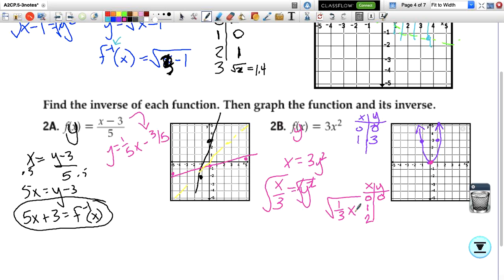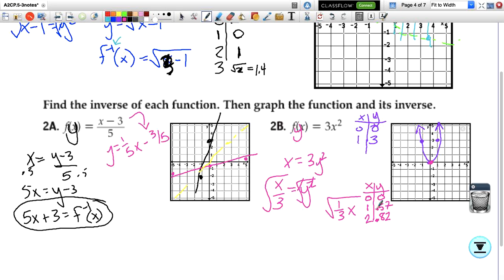When I plug in 1, I get 1 times 1/3, which is a third. And then I have to square root it. So I'm going to come to my calculator. I'm going to clear everything out. I'm going to do 1 divided by 3, enter, and then my square root button. And it gives me this decimal, 0.57. I'm going to put my 2 here. 2 times 1/3 is 2/3. And then I'm going to square root it. So 2 divided by 3, enter, and then square root button. I get 0.816.